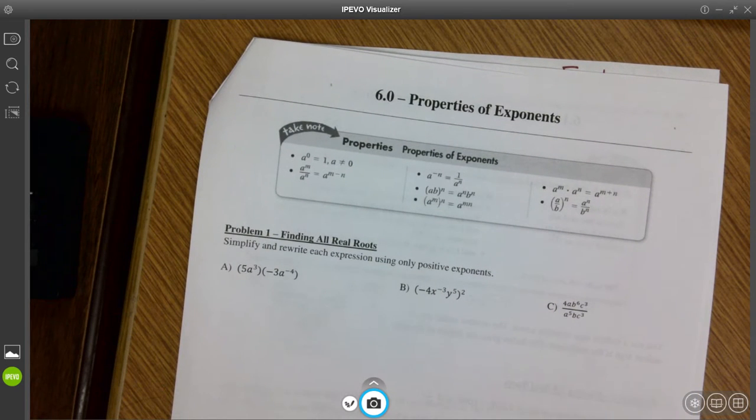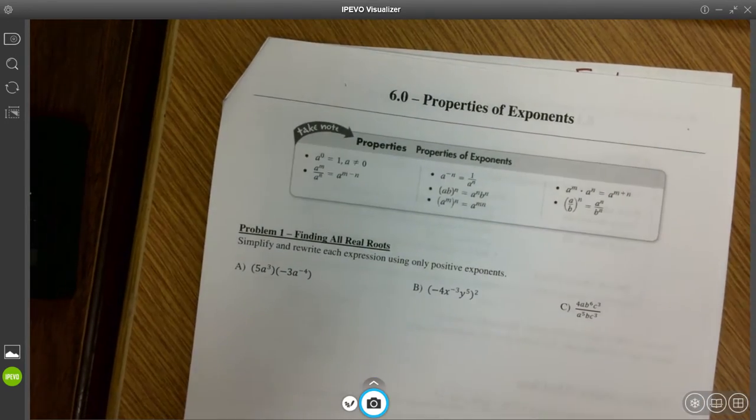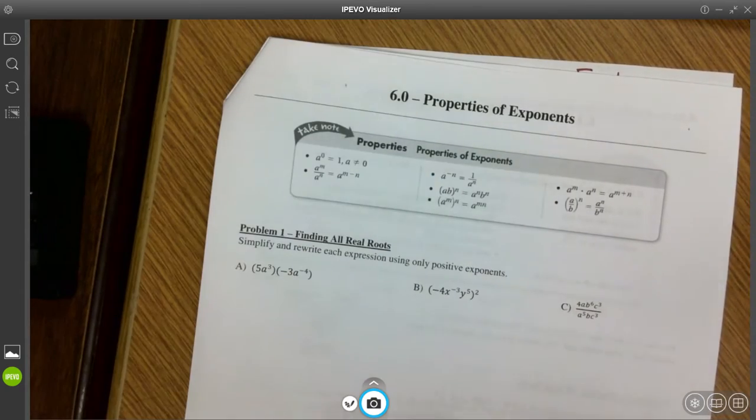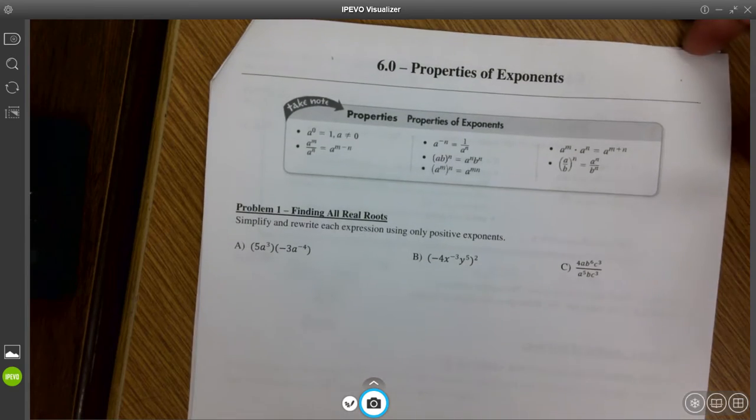So 6.0, we added the 6.0 because a lot of times people forget about these beautiful exponential properties that you had from when you took algebra. Whenever that was, think back about those days, like, oh, the algebra days. Do you remember these properties?